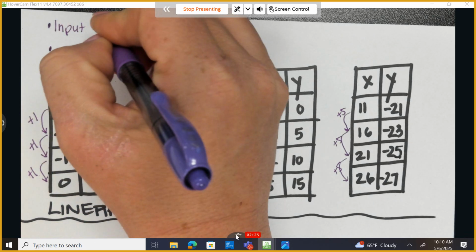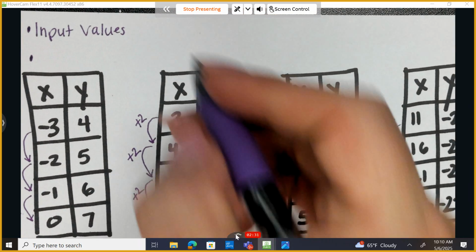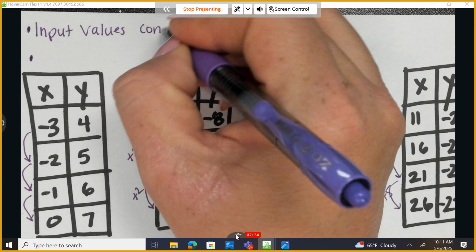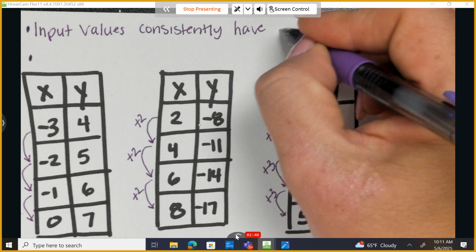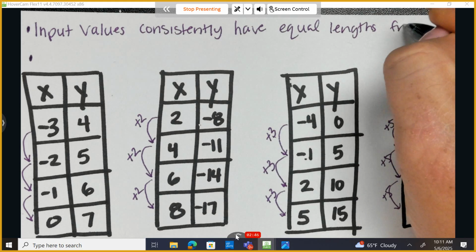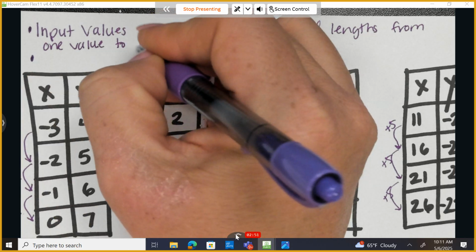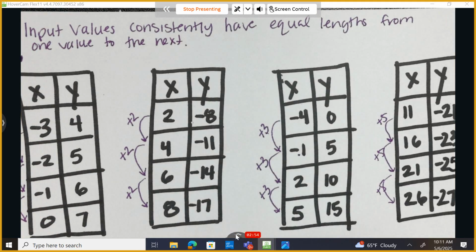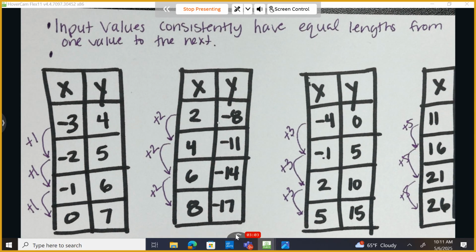Input values. Input values, I will zoom that in for anybody who cannot see well. Input values consistently have equal lengths from one value to the next. Input values consistently have equal lengths from one value to the next. Part of the standard is you have to be able to write that to describe what's happening.